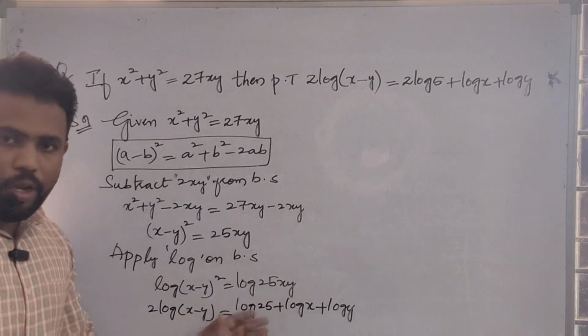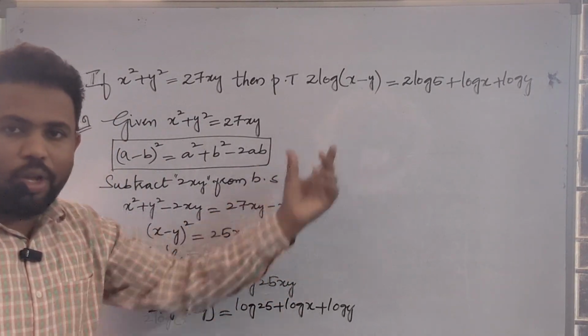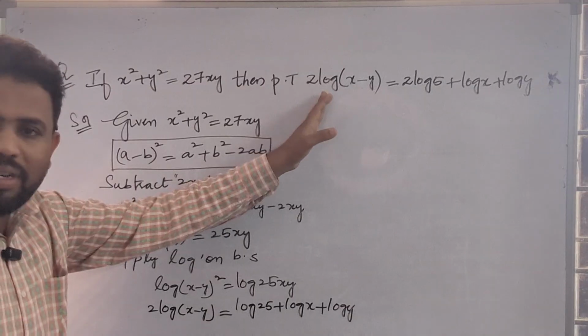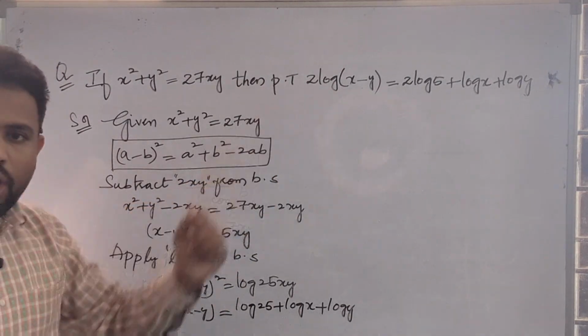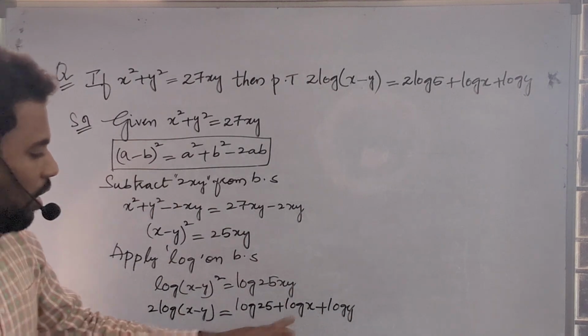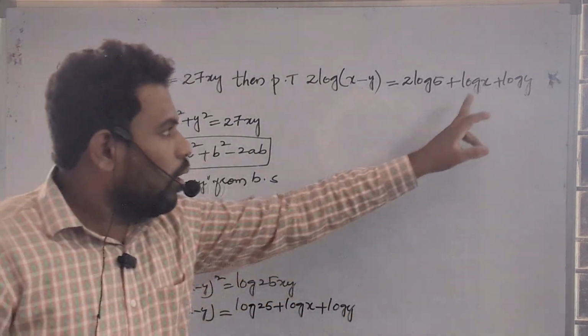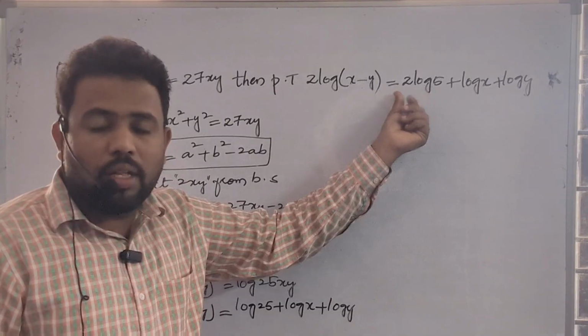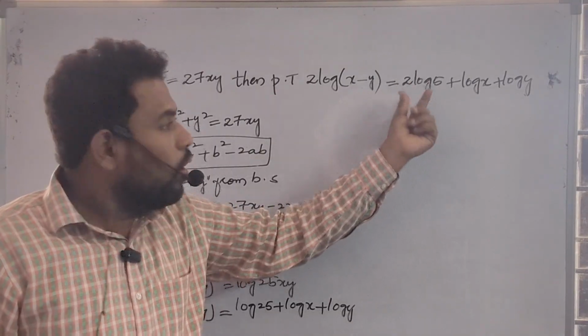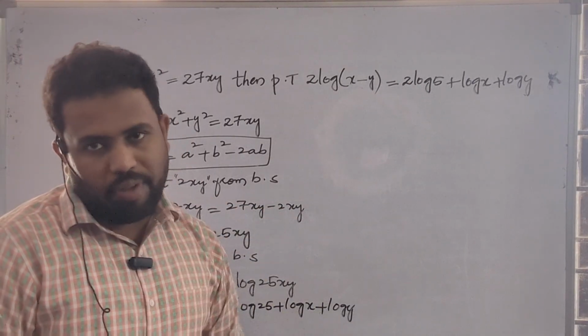After this step, if you compare with what you have to prove, you can see we already got the left hand side: 2 log of (x minus y), same as 2 log of (x minus y). On the right, we got log x plus log y. What is the term missing? 2 log 5. Only 2 log 5 we have to prove.